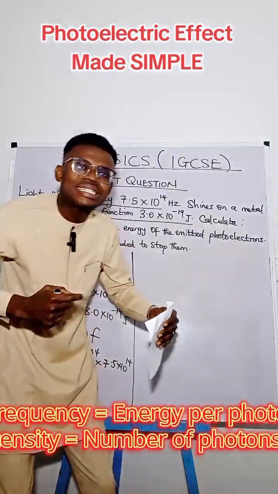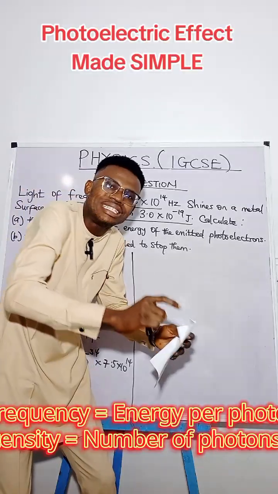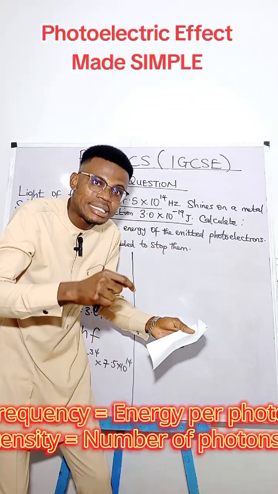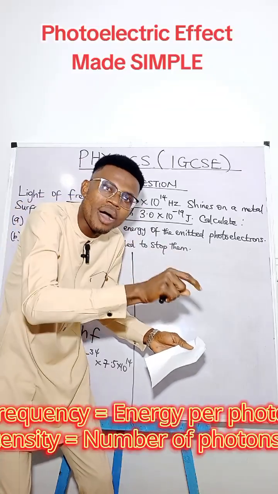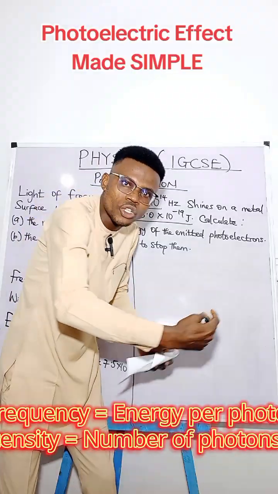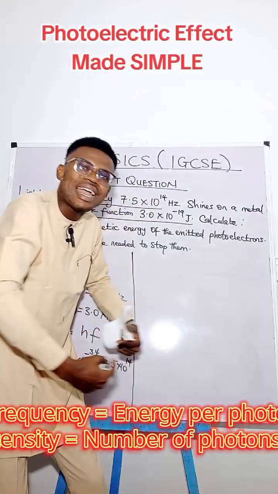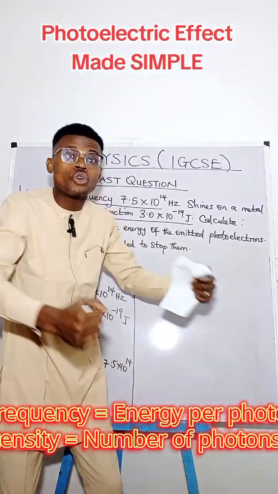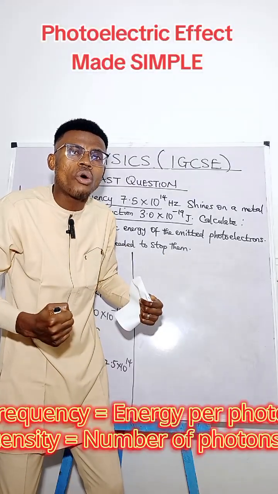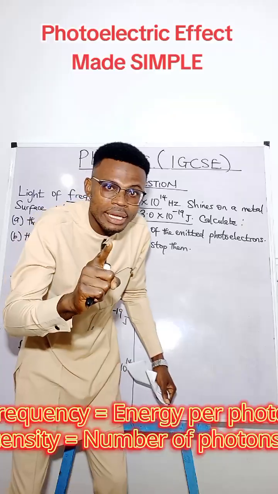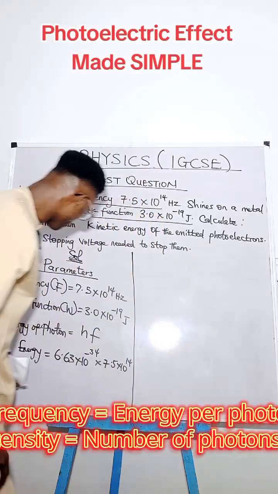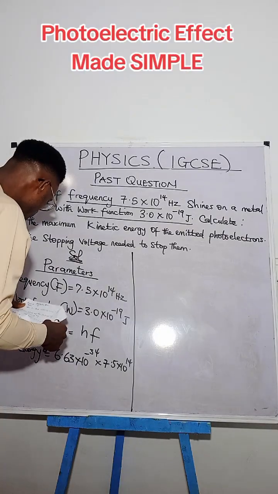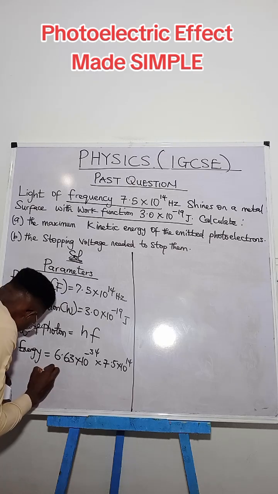Intensity only affects the number of photons hitting the metal surface per time. I say that again: intensity only affects the number of photons, that is the quantity. But when you are talking about the energy of the photon or the speed, it is determined by frequency. I believe that is clear. So energy equals this multiplied by this. If you multiply that, what do you have that energy equals?